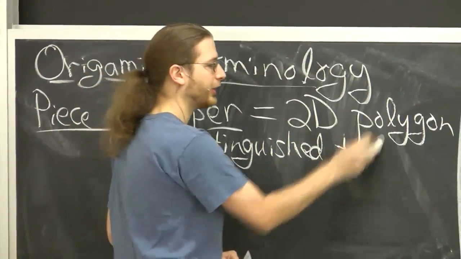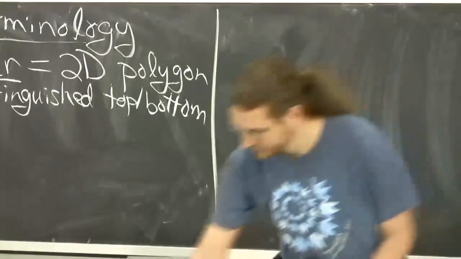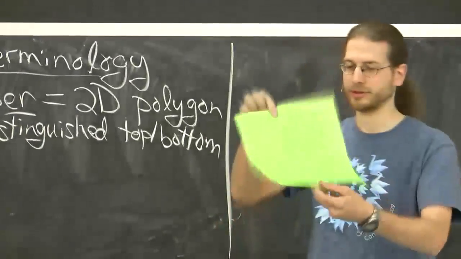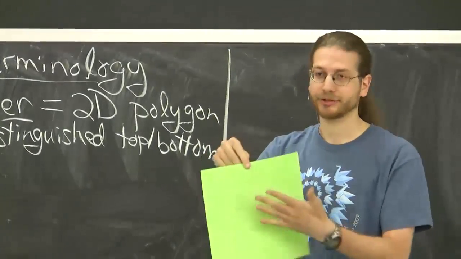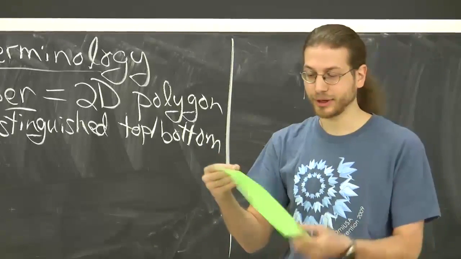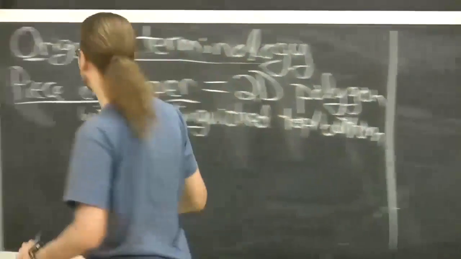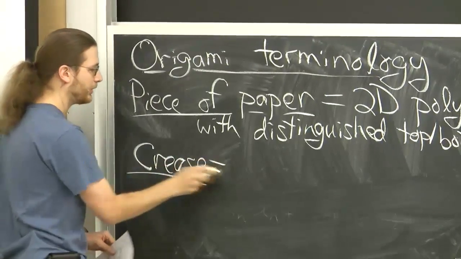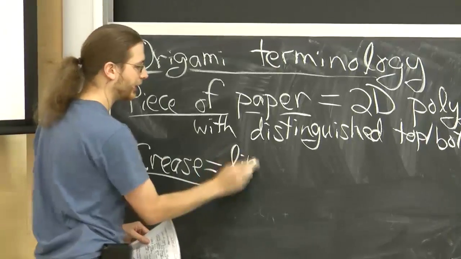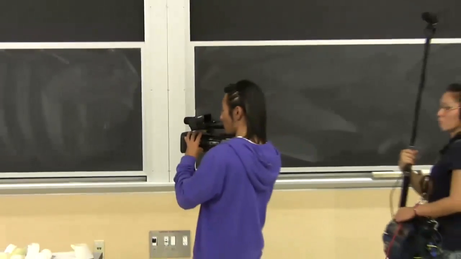So distinguished top and bottom side. In practice, with standard kami paper from Japan, you have the colored side and the white side. So that's one clear distinction. Maybe we call the colored side the top. It doesn't really matter. It's just so we can tell things apart, and in particular, tell mountains from valleys. That's our motivation. So a crease in a piece of paper, I'm going to think of abstractly as just a line segment or some one-dimensional curve drawn on the piece of paper.